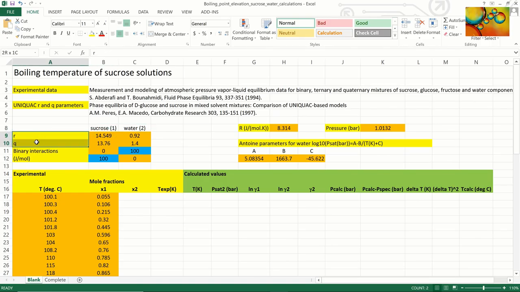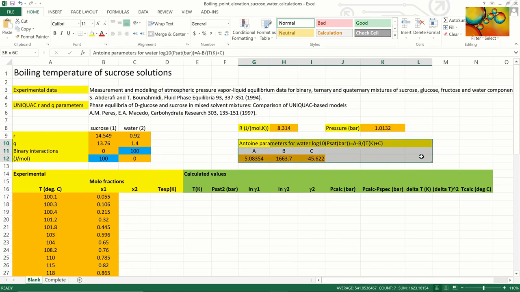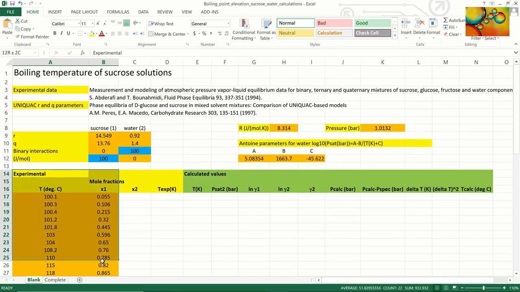Here are their UNIQUAC parameters, R, Q, and the binary interaction parameters. The cells with blue background will be fitted parameters, the values of R and pressure, and the parameters of the Antoine equation to calculate the vapor pressure of water.